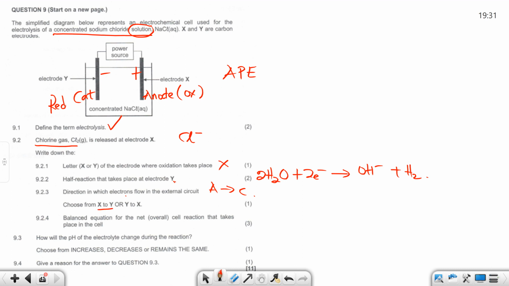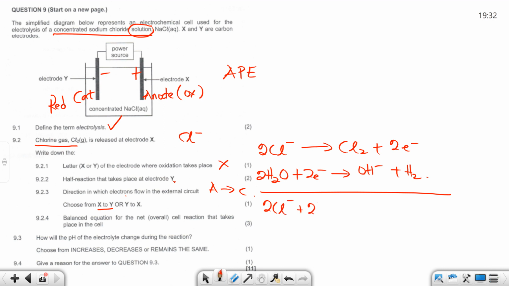We're done. Balanced equation of the overall. This is at the cathode, right? What's at the anode? 2Cl minus to give us Cl2 gas plus 2e. Are my electrons balanced? Yes. So, 2Cl minus plus 2H2O to give us Cl2 plus 2OH minus plus H2. How many marks? 3 marks.